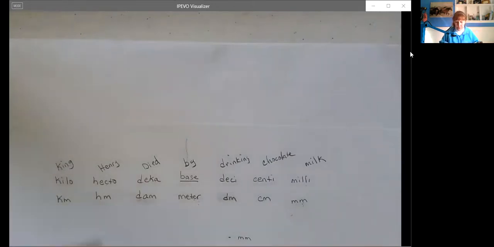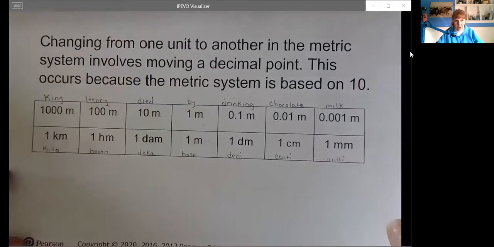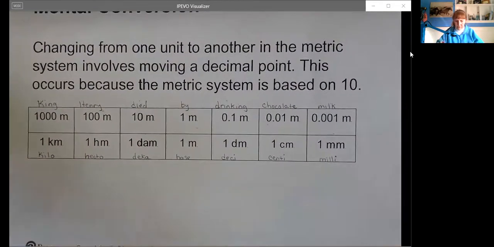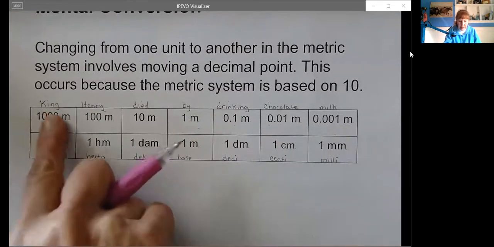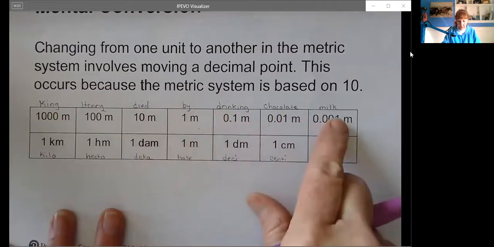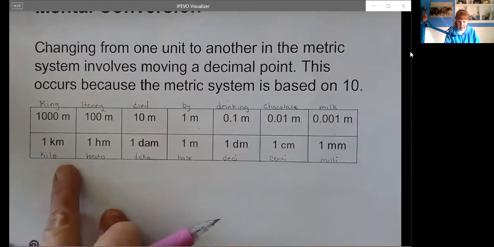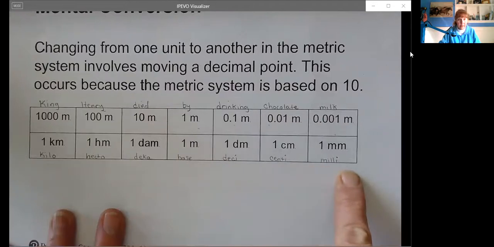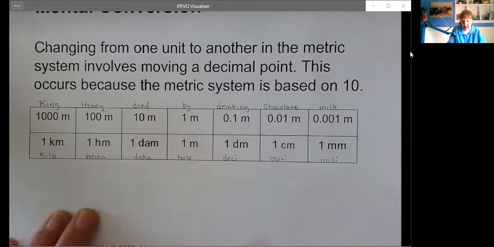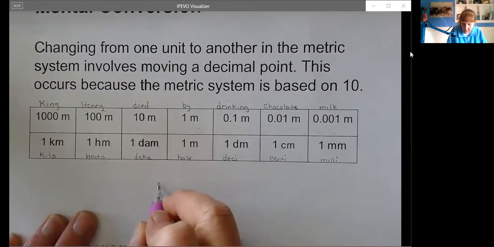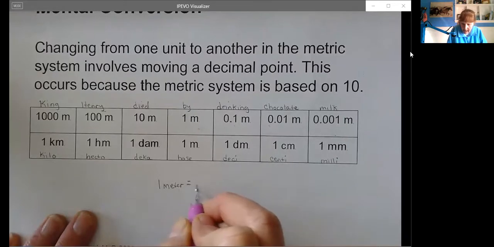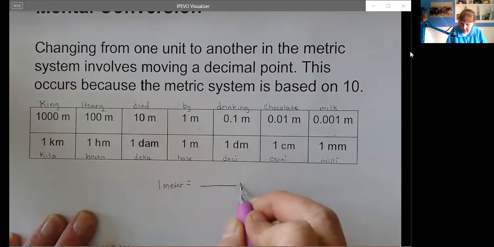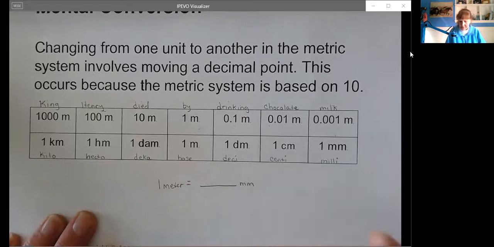So how do you use this? When you're given your problem in MyMathLab, they're going to have this chart here. I have King Henry died by drinking chocolate milk, and below it I put what each of those represents. So let's say I wanted to go from 1 meter. How many millimeters is that?